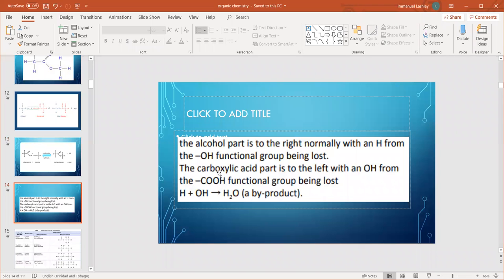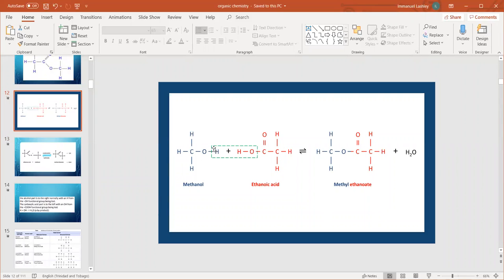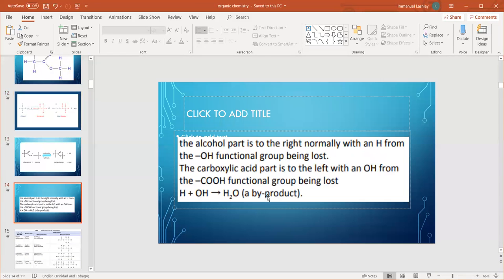Right? So this here is just putting in words what we have just said. The alcohol part is normally to the right, with a hydrogen from the OH functional group being lost. And the carboxylic acid part is to the left, with an OH from the C double bond OH functional group being lost, which is what we were talking about here. That results in the formation of a byproduct that we call water.